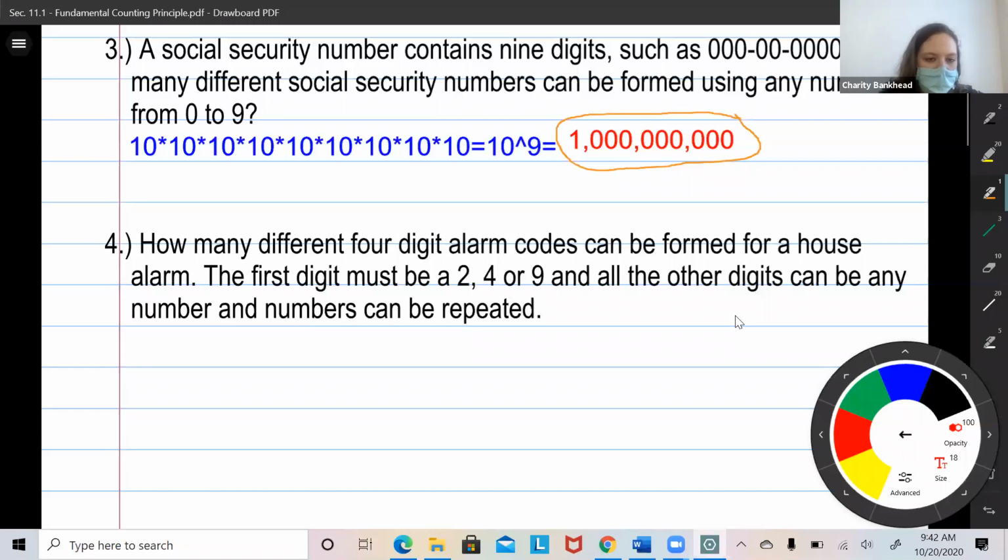Number 4 says, how many different 4-digit alarm codes can be formed for a house alarm? The first digit must be a 2, 4, or 9, and all the other digits can be any number. Numbers can be repeated. Okay, so it's a 4-digit alarm code. The first digit has to be either a 2, a 4, or a 9. So that means that there are 3 options for the first digit.